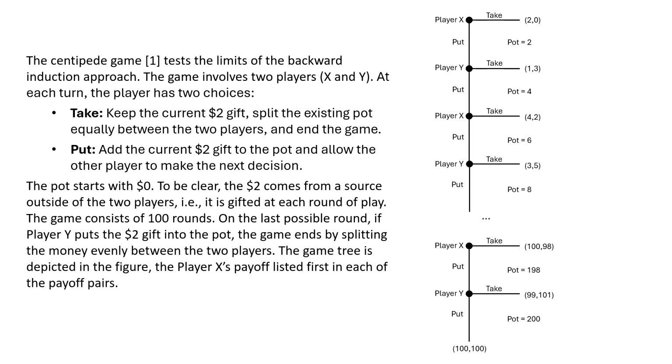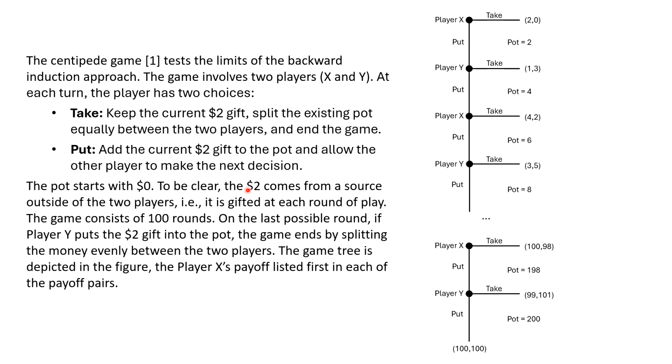The game involves two players, X and Y. At each turn, one of the players has two choices. Either take the money, and there's a $2 gift at each decision point, as well as split the existing pot between the two players, or the player can, what we call put here, basically add the $2 gift to the pot, and then you go on to the next decision point for the other player. The pot starts with 0.